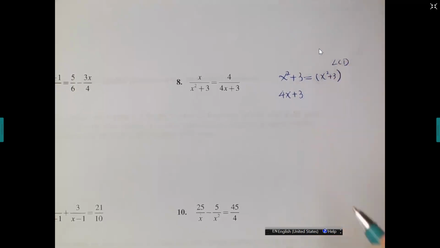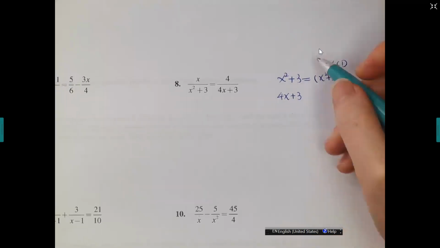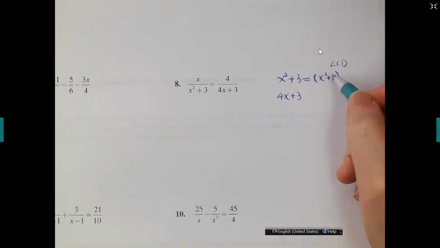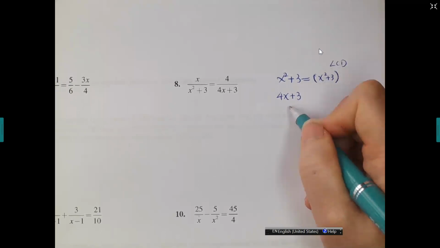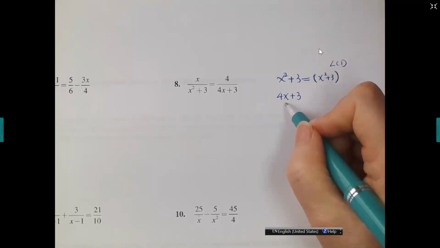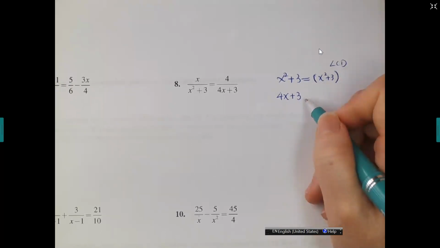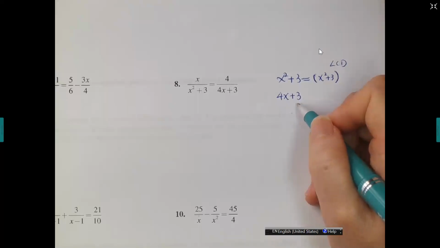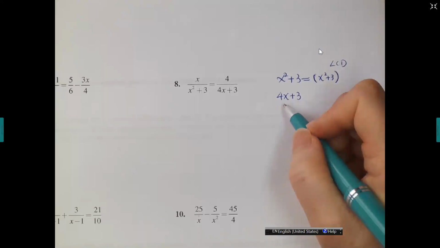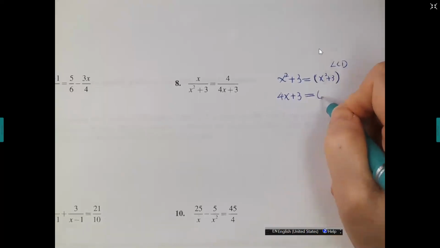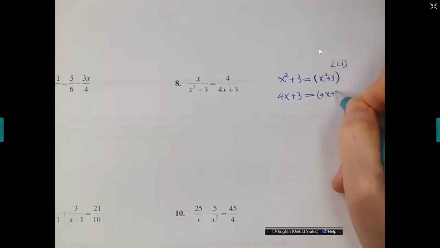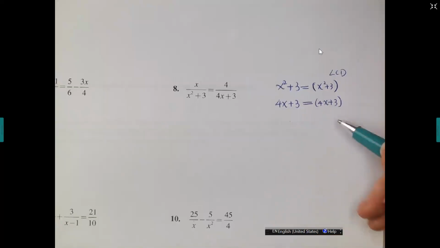Because it stayed together, we put this in a parenthesis. This turns into one factor. The second denominator, 4x plus 3, no GCF. And this is not squares minus squares, so we cannot factor this either. This one turns into another factor. So those two factors, we can write down the LCD.